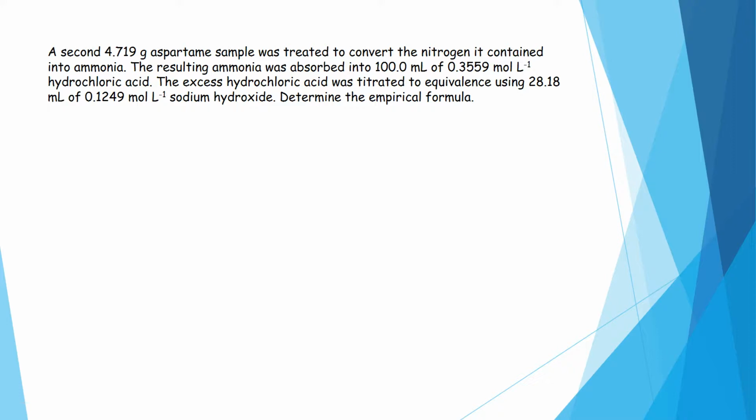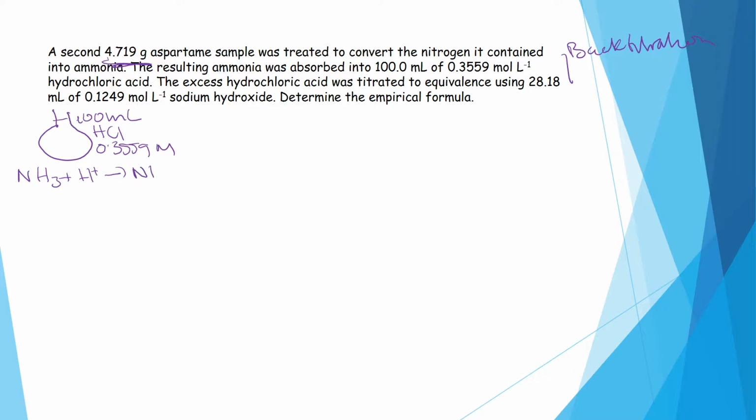So in our second part of the empirical formula, we're using a different size sample, and we're going to be using a back titration in order to determine the mass of nitrogen and hence the percentage of nitrogen. So let's get started. We have a 100 ml sample of hydrochloric acid, which has a 0.3559 molar concentration, and we bubble our ammonia through it. So the ammonia is going to react with the hydrogen ions to give us ammonium ions. So this is our equation number 1.